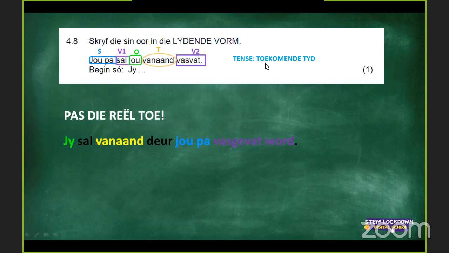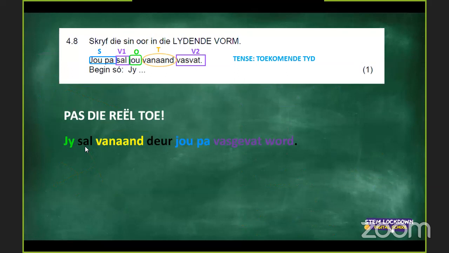Okay, so nou gaan ons in ons pas die reël toe. We're now going to apply the rule that I've given you. So we're going to step one, start with the object, jy. Step two, we have a look what tense it is, and then we write down the verb for that given tense. Hierdie keer is dit sal.